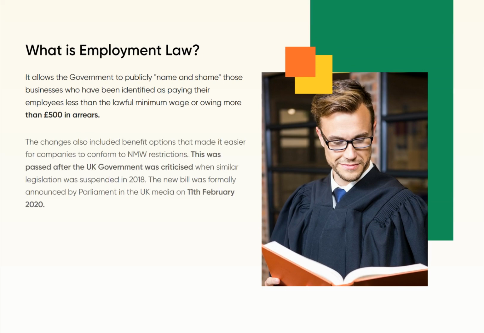It allows the government to publicly name and shame those businesses who have been identified as paying their employees less than the lawful minimum wage or owing more than £500 in arrears. The changes also included benefit options that made it easier for companies to conform to NMW restrictions. This was passed after the UK government was criticised when similar legislation was suspended in 2018. The new bill was formally announced by Parliament in the UK media on the 11th of February 2020. Further examples can be found on official government websites.